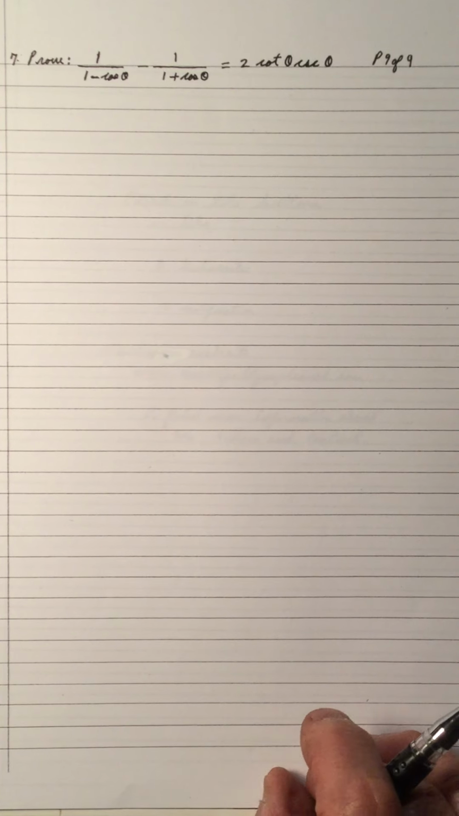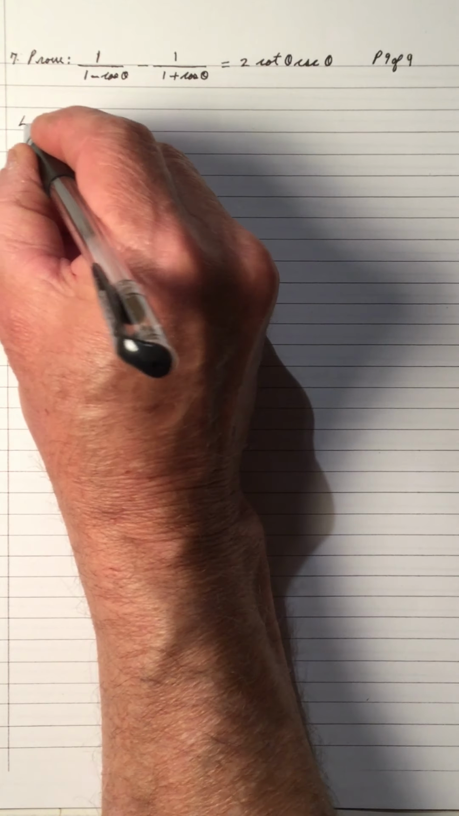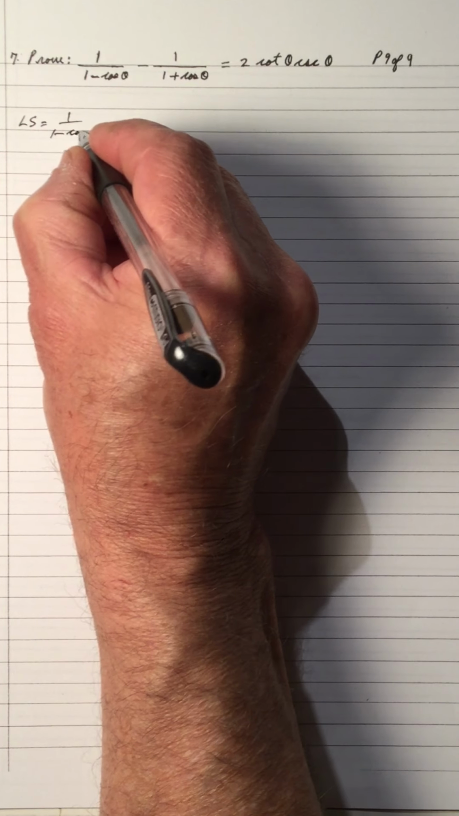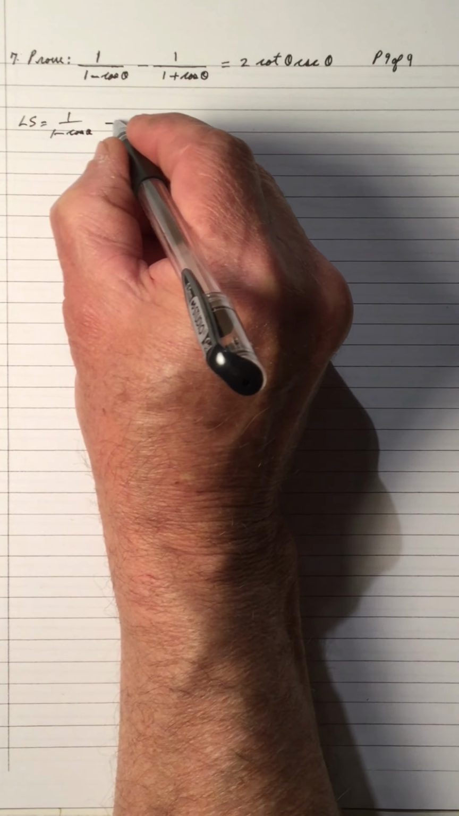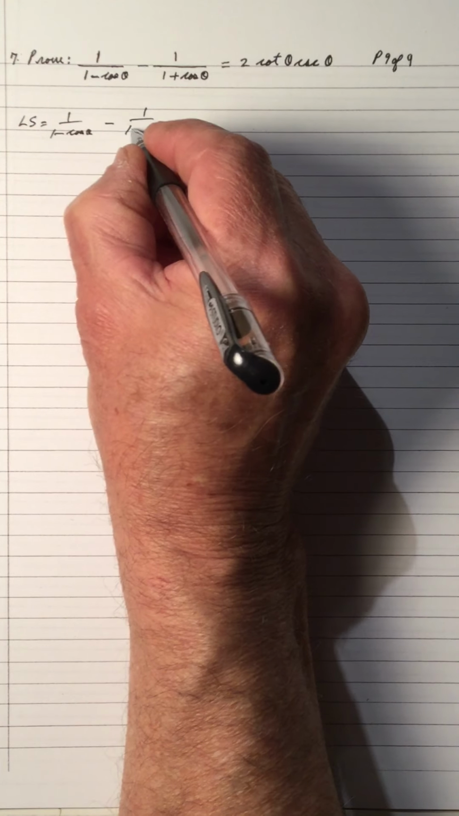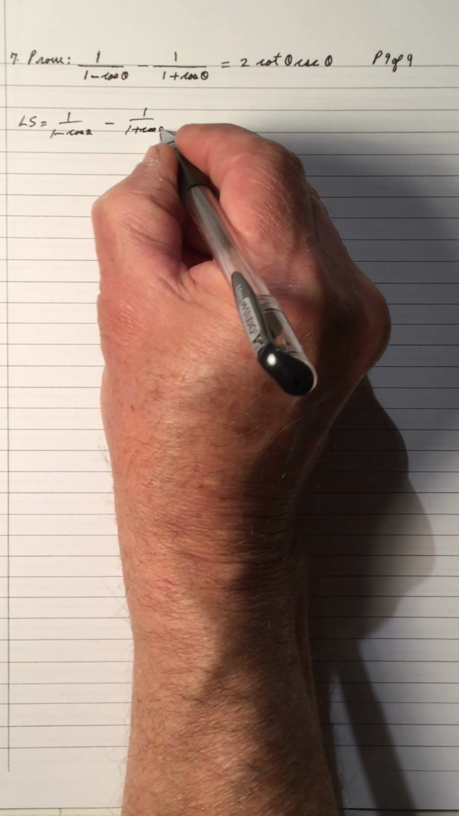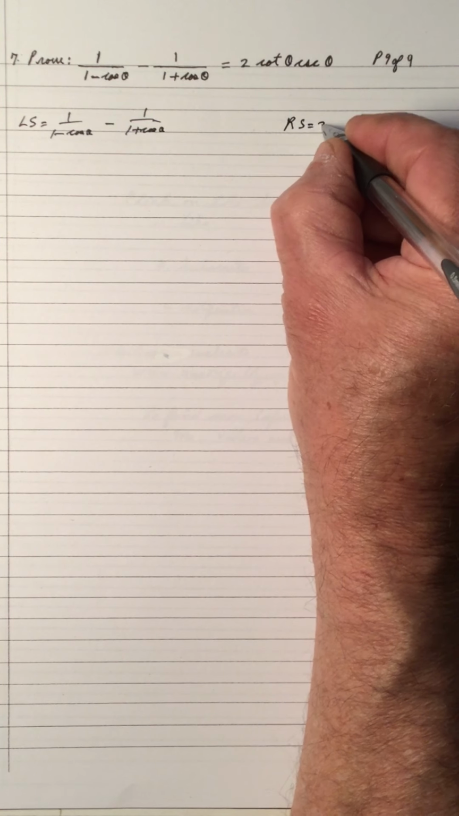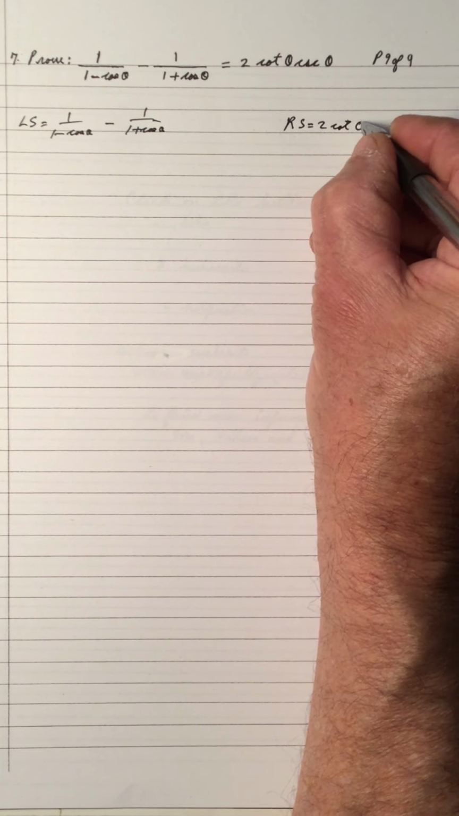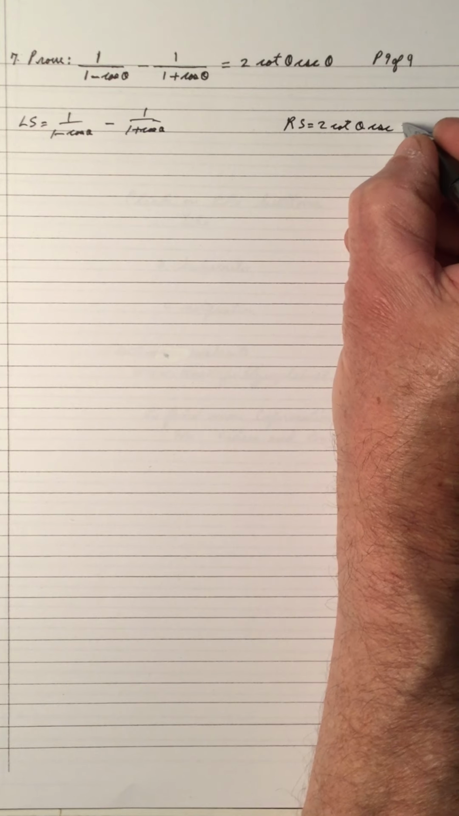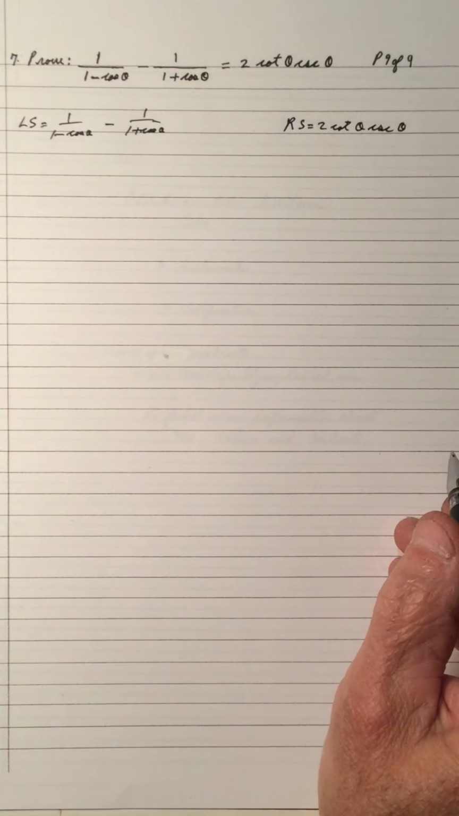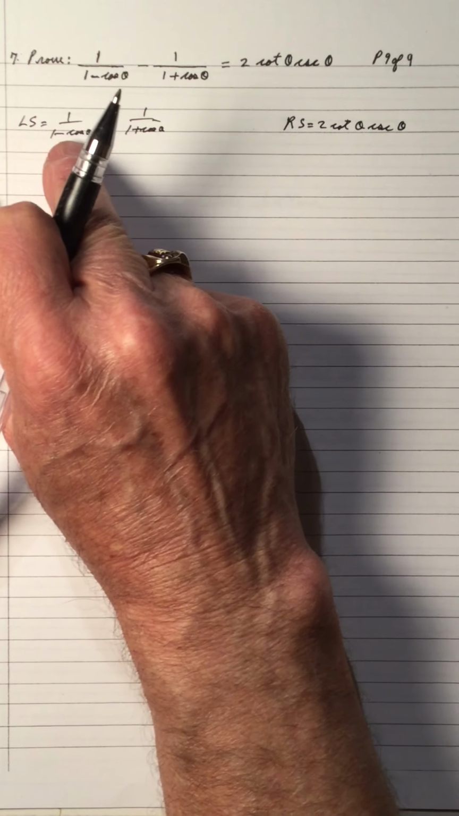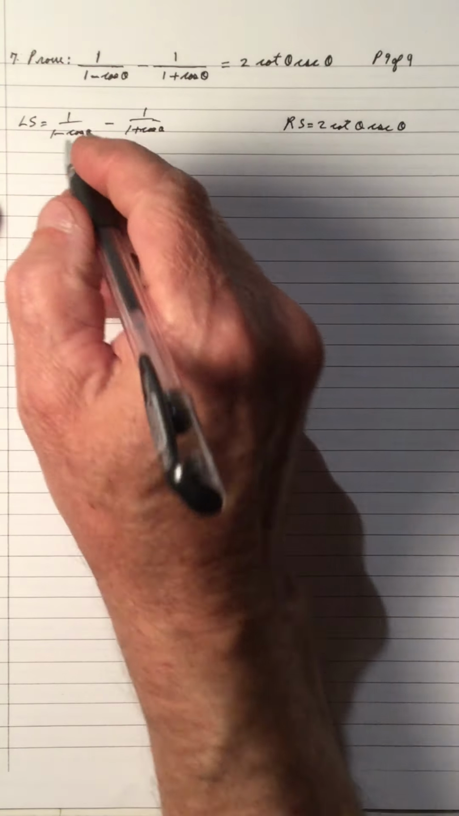And number 7, the last one to do. Again, we have a left side, which is 1 over 1 minus cos, subtract 1 over 1 plus cos. And the right side is 2 cot theta cosecant theta. And the harder one, the more awkward one, is the left side. Let's take this side and change it to this side.